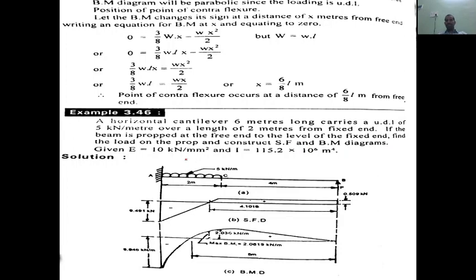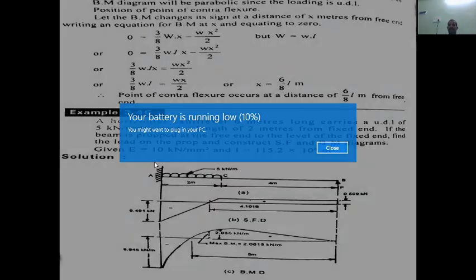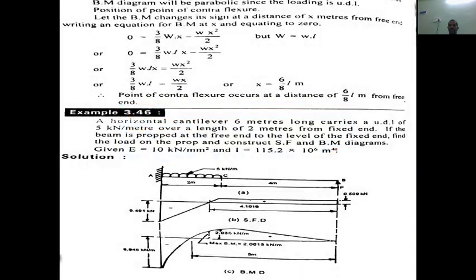Given E is equal to 10 kilonewton per mm square and I is equal to 115.2 into 10 power 6 meter power 4.